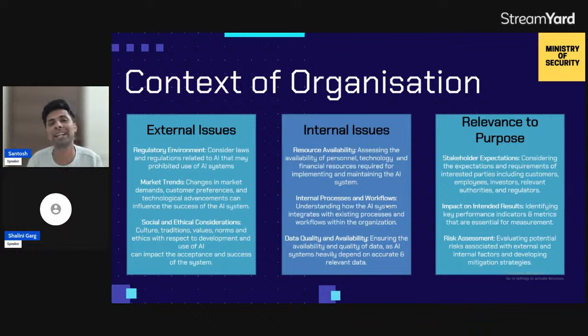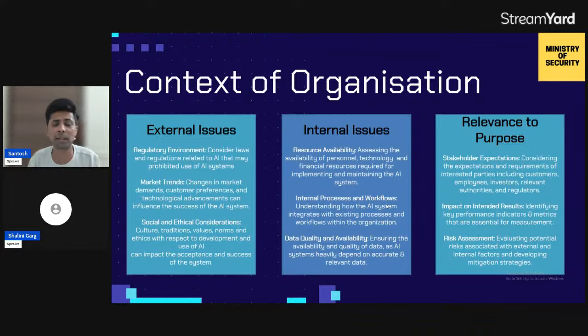And third is social and ethical considerations. We know that artificial intelligence systems like ChatGPT sometimes might give biased answers when given a very tricky prompt. So you need to understand the traditions, culture, and norms while developing your context of organization under external issues. Next come your internal issues. What can potentially hamper your success in this AIMS? One, the resources. Having the right set of people, process, and technology for this new kind of initiative is something very niche.